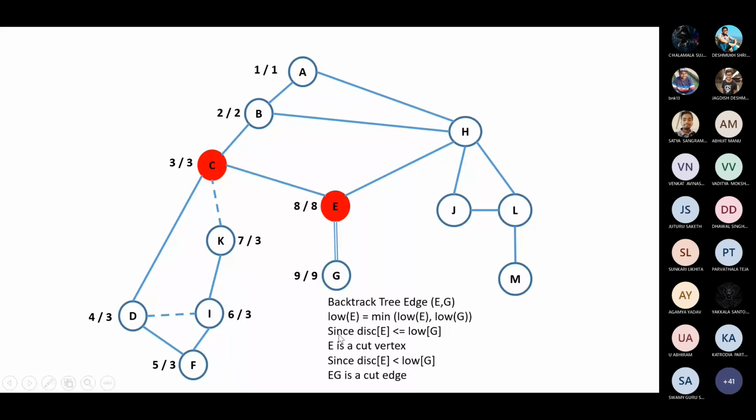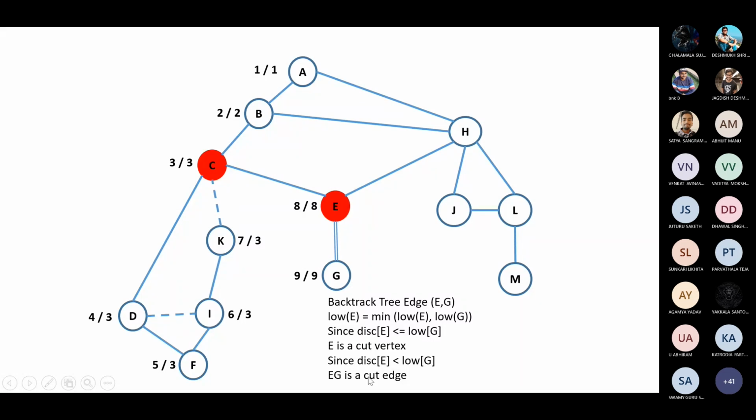So I will again repeat. Look here, here it is less than equal to, and here it is less than. If it is a less than equal to thing, if discovery of E while backtracking, that is 8, is less than equal to low of G, that is 9, so E is a cut vertex.